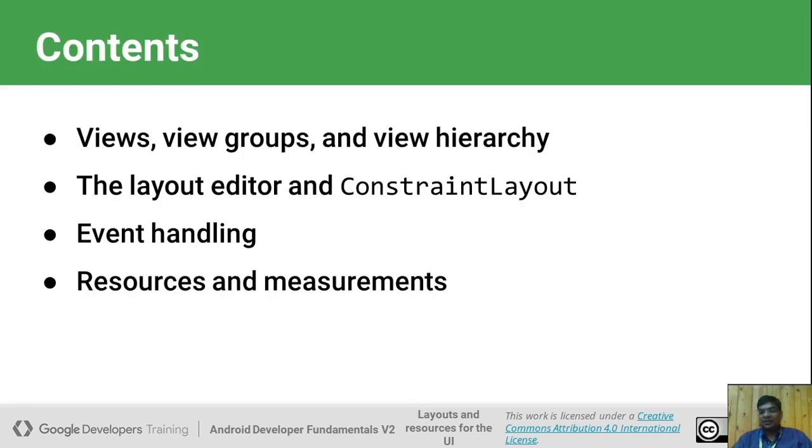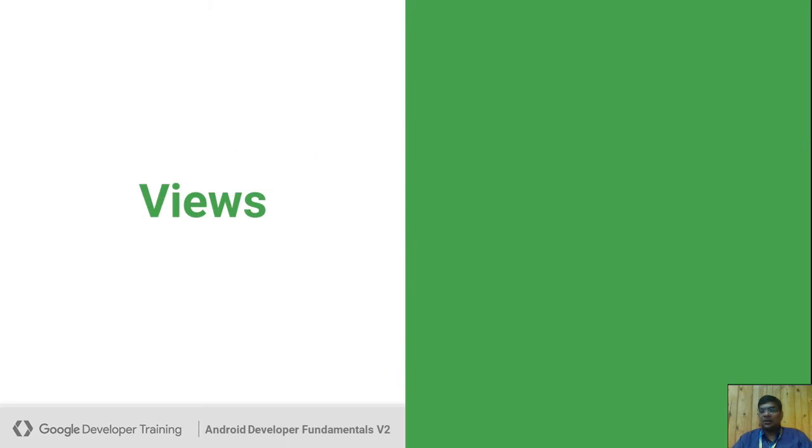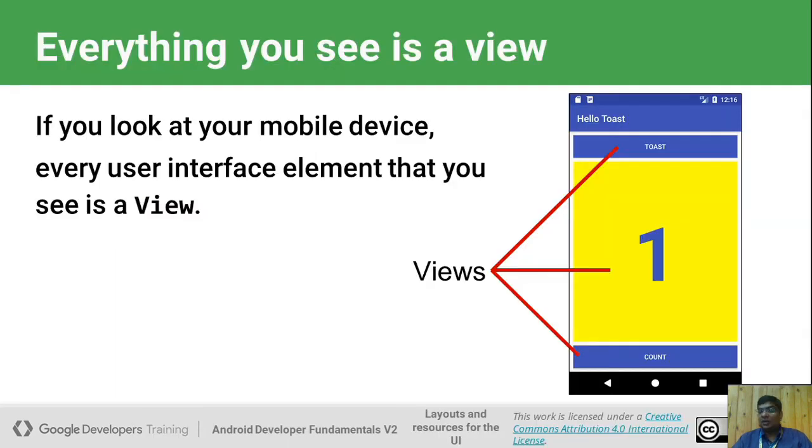Now move on. The contents of this lecture are: first is views, view groups and view hierarchy. Second is layout editors, constraint layout and linear layout. Third is event handling, meaning programming in Java to handle the layout components. Next is resources and measurements. Now next slide, that is the view. The first topic of today's lecture is view.